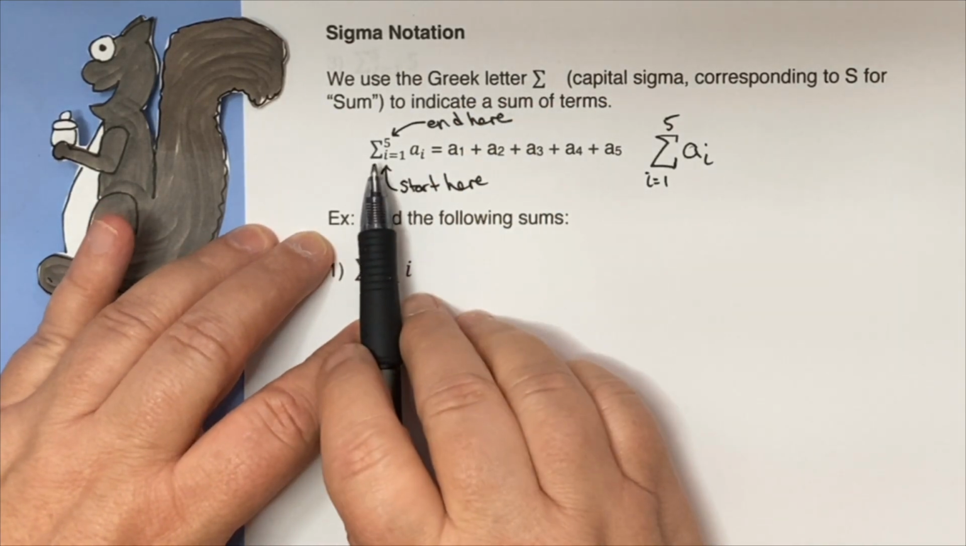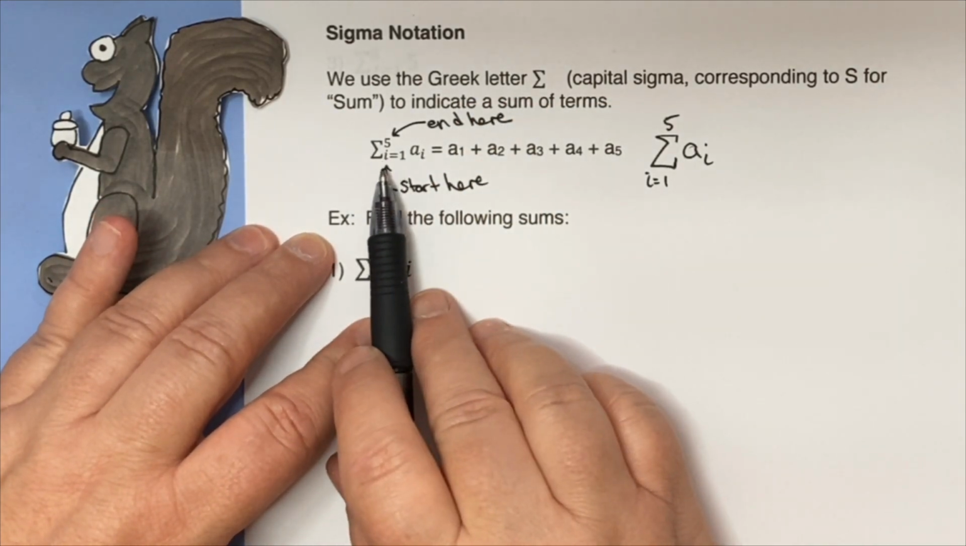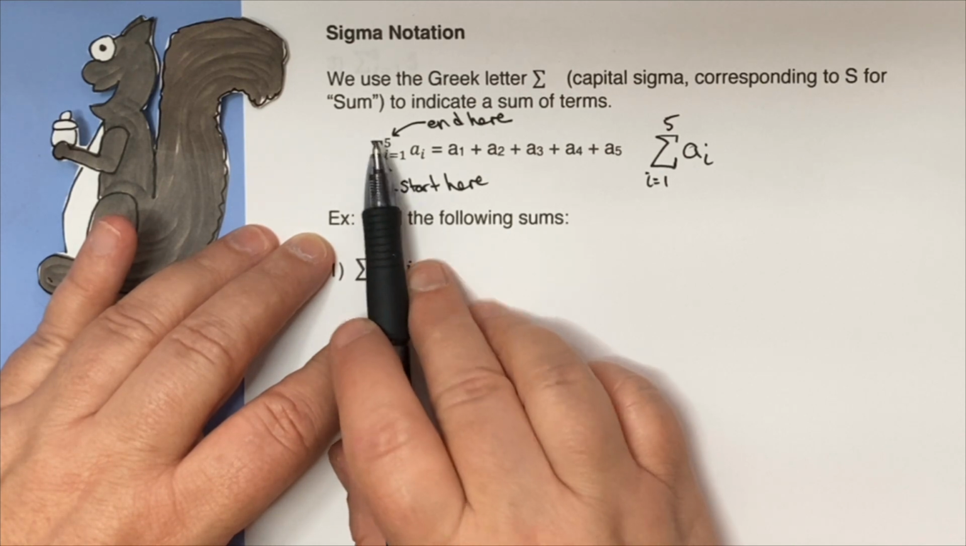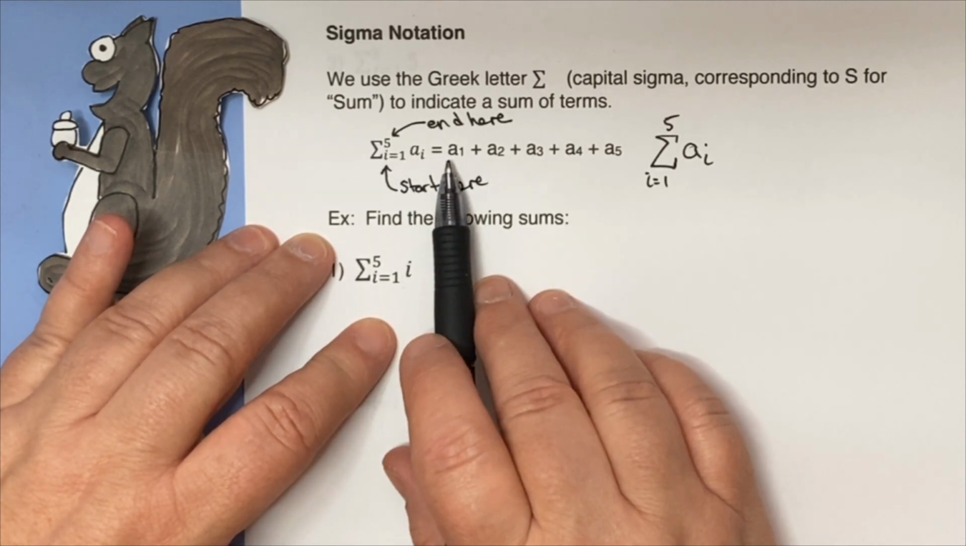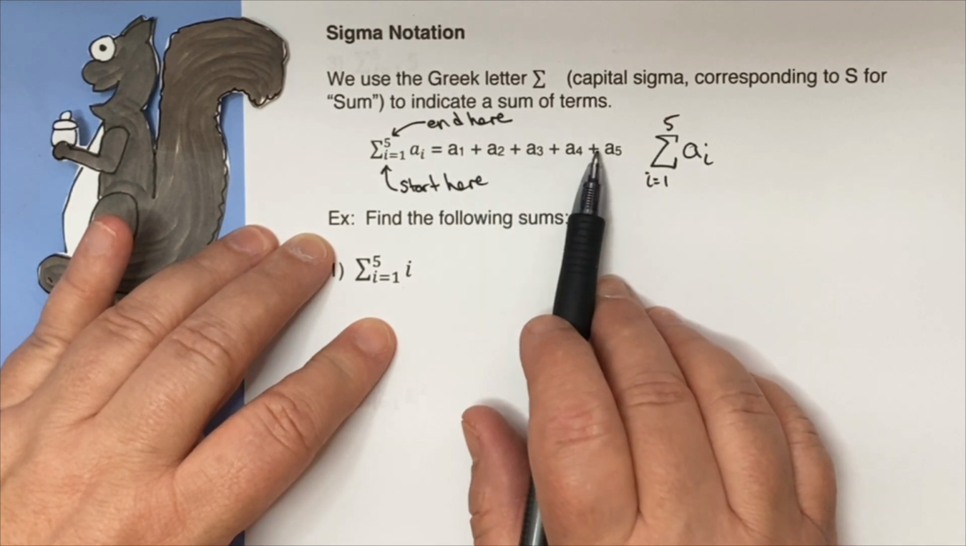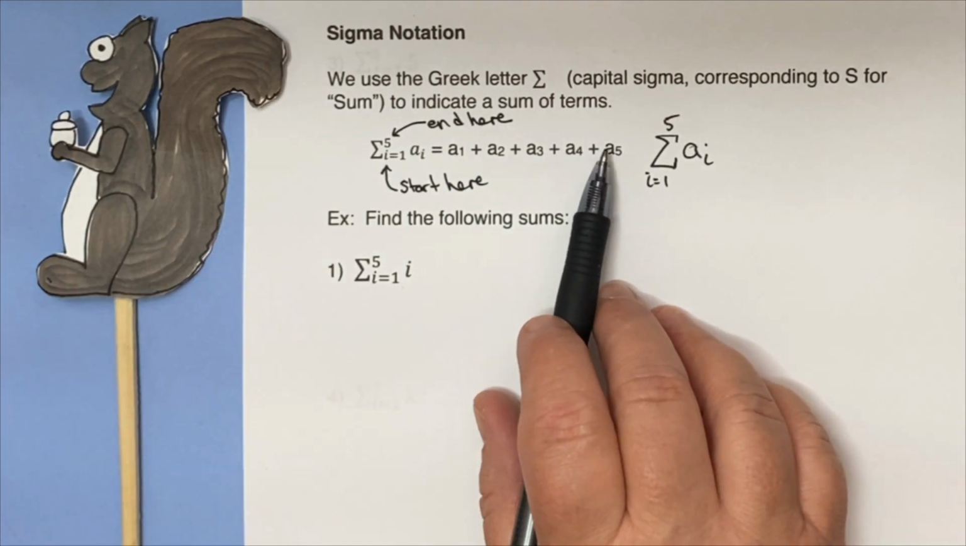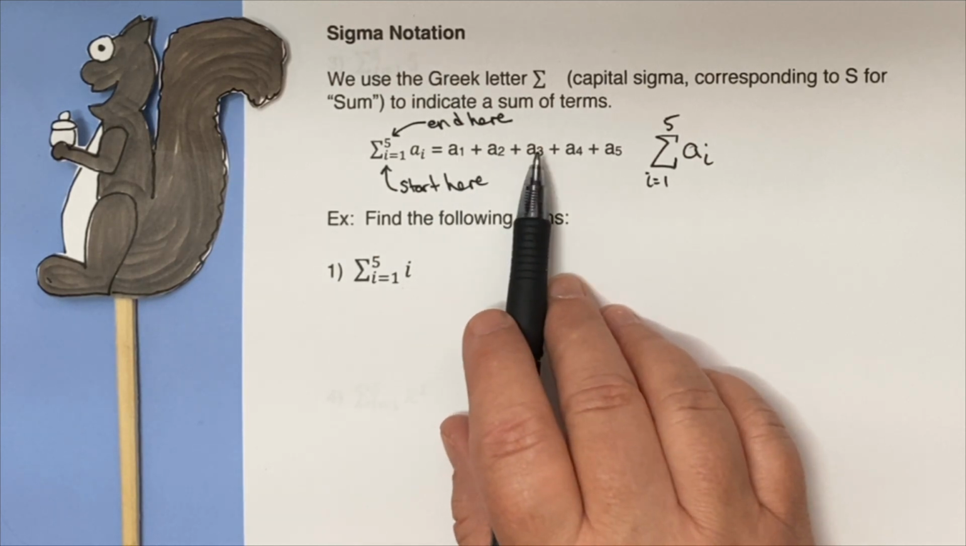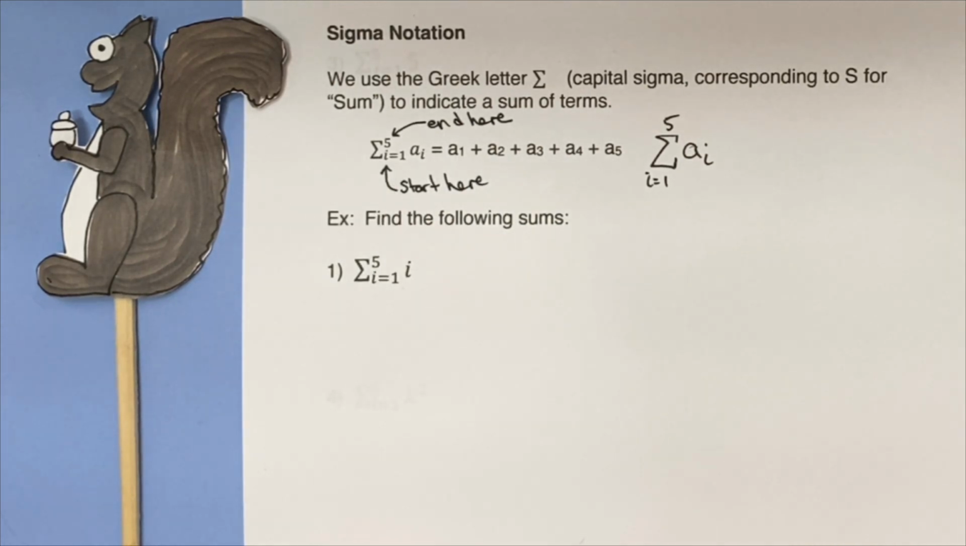And so if I take the sum from i equals 1 to 5 of a sub i, then I want a sub 1, then a sub 2, then a sub 3, then a sub 4, then a sub 5. You'll notice that I'm stepping through by 1. Sigma is specifically counting by 1.